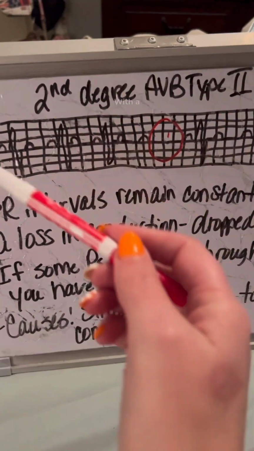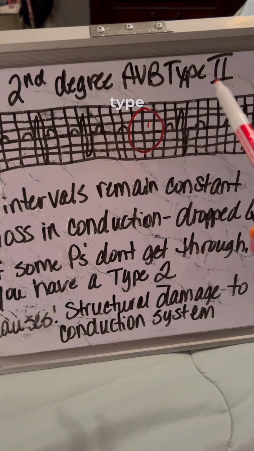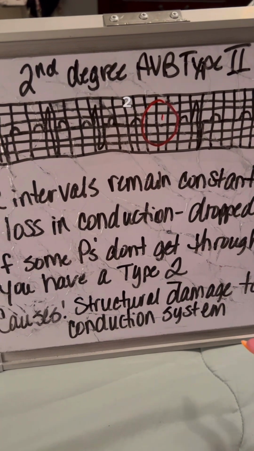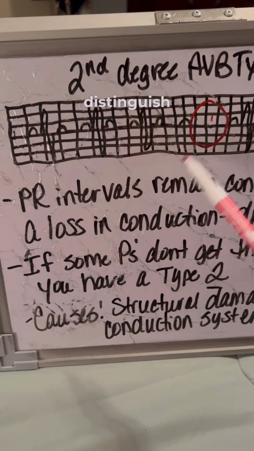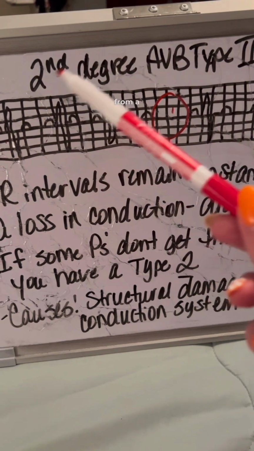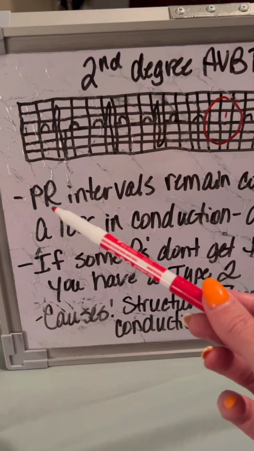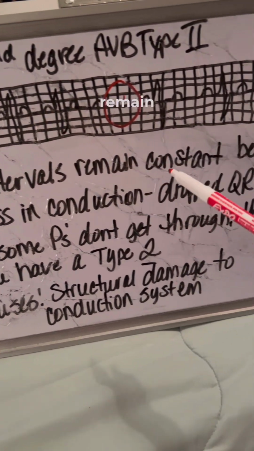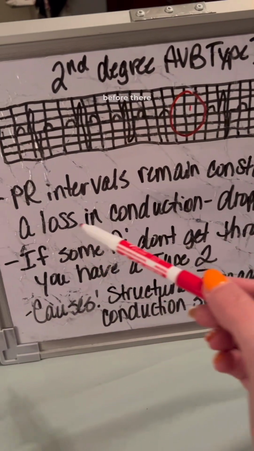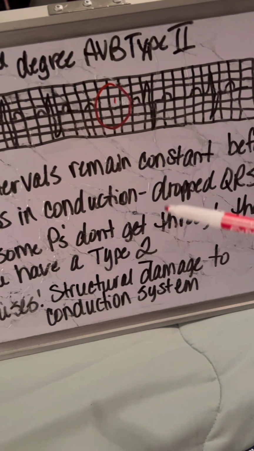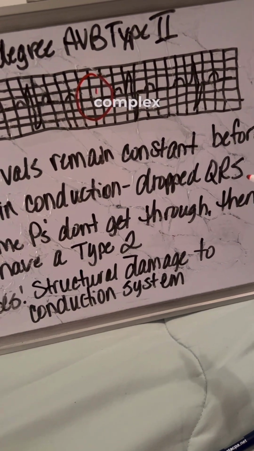Second degree AV block type 2. With a second degree AV block type 2, or a Mobitz type 2, the thing that's going to distinguish this rhythm from a second degree AV block type 1 is the fact that our PR intervals are going to remain constant before there is a loss in conduction, aka a dropped QRS complex.